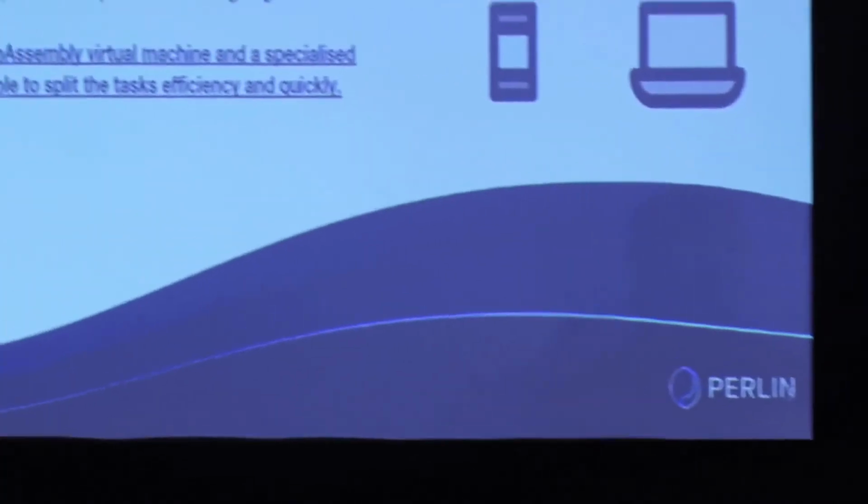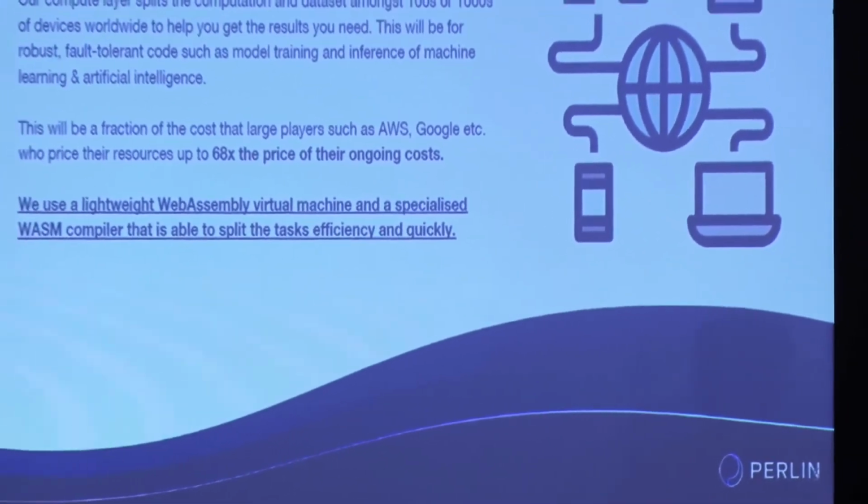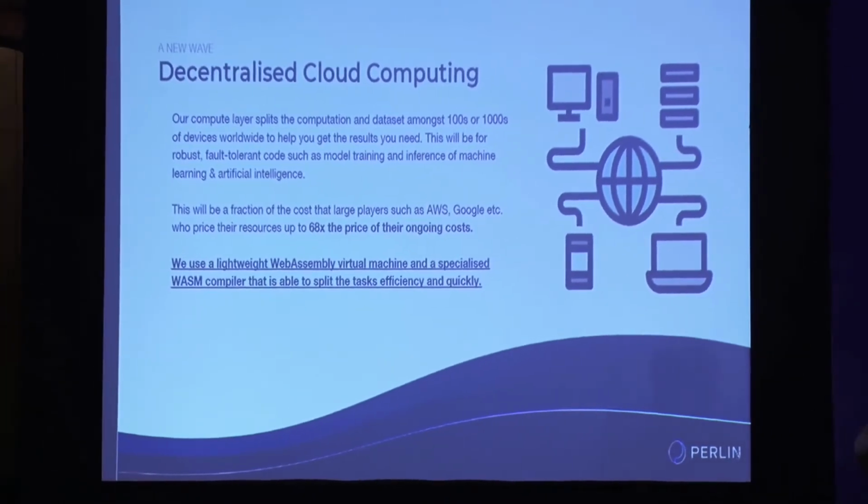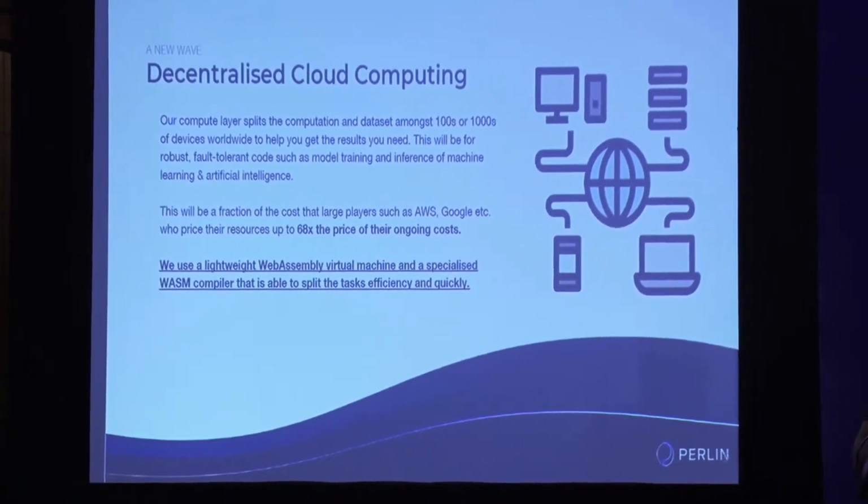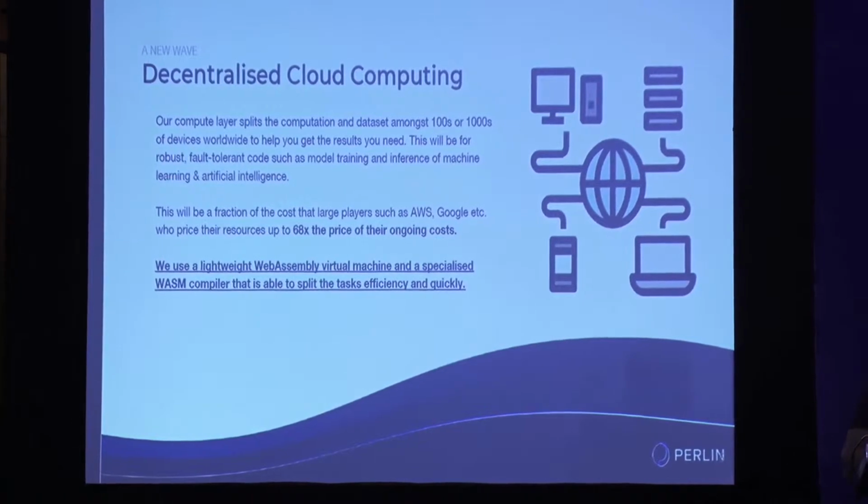So Perlin is a decentralized cloud computing company. We're essentially an Airbnb for cloud computing. We connect mobile and laptop resources to people that might need it. For example, a lot of people in this room, AI scientists and machine learning people.